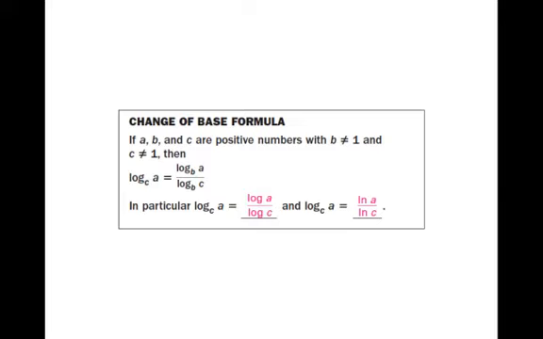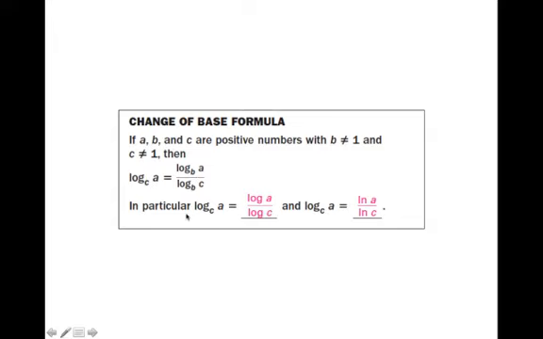If a, b, and c are positive numbers with b not equal to 1 and c not equal to 1, then we're going to start off with a base of c. The log base c of a is equal to log base b of a over log base b of c. So you can change to any base you want as long as you take separate logarithms of a on top and c on bottom.